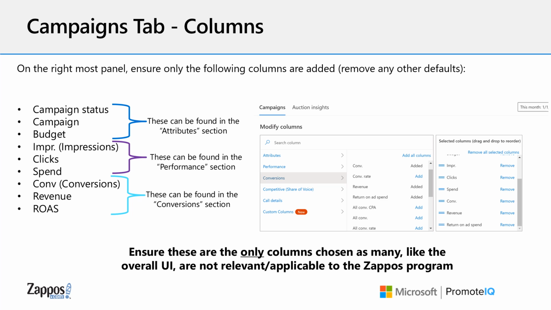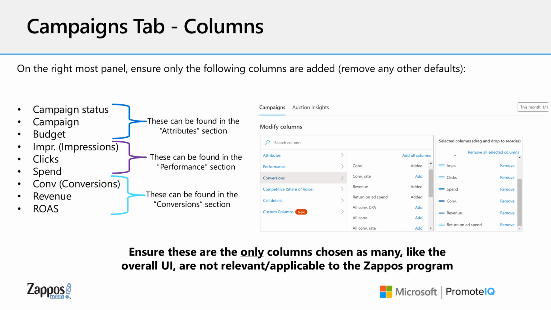On the rightmost panel, ensure only the following columns are added, and please remove any other defaults: campaign status, campaign, budget. These all can be found within the Attributes section. IMPR, which stands for impressions, clicks, and spend. These all can be found in the Performance section. And Conv, which stands for conversions, revenue, and ROAS. And these can be found in the Conversion section as highlighted in the example on the right.